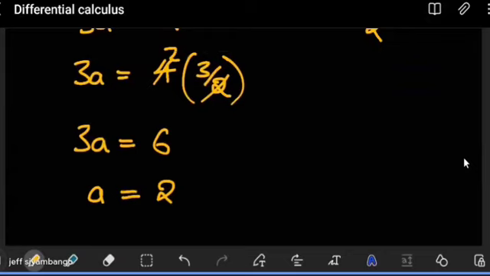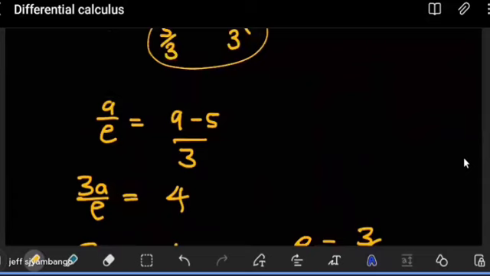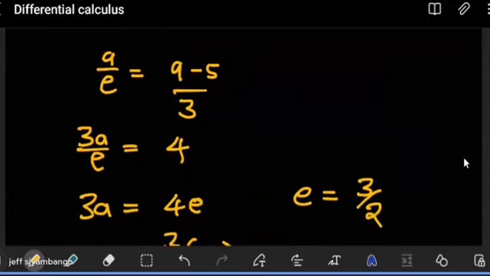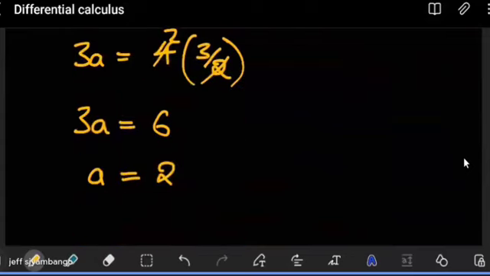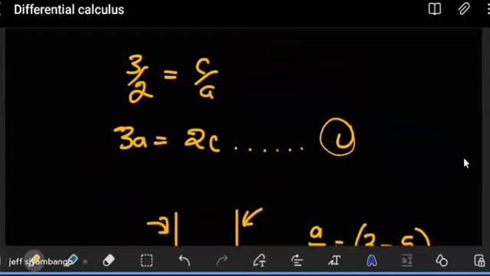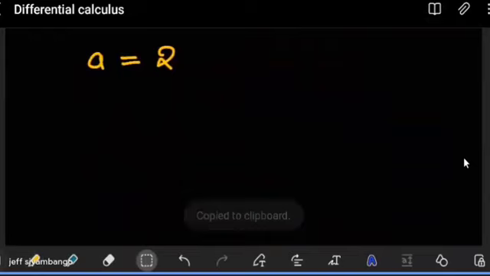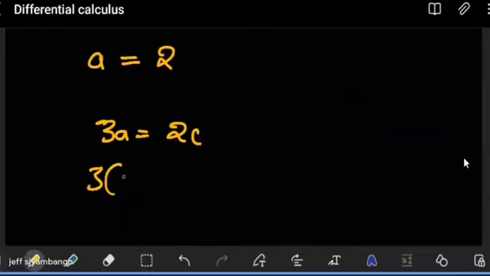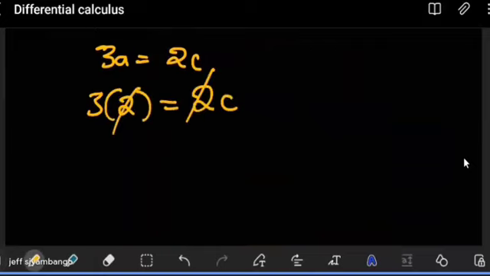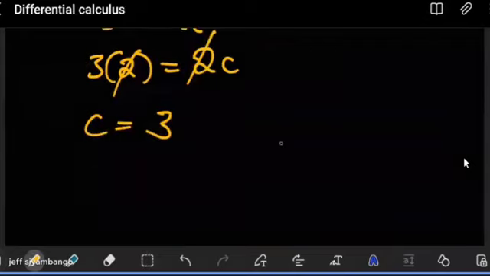So now we have our a. With our a figured out, we can now bring a into this expression, and this becomes 3, a is 2, 2c, the 2 cancels with this, c is equal to 3. So once we have a and we have c, we can find b.